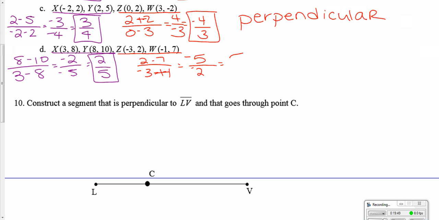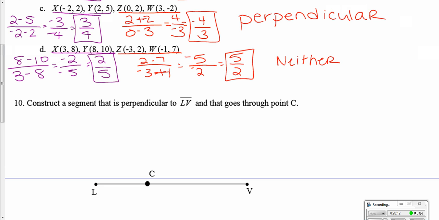-5, -2, which simplifies to 5 over 2. So make sure we pay close attention. These are reciprocals, but since they are not opposite reciprocals, this is neither parallel nor perpendicular. Please, please, please be careful with your signs. Do not make one silly mistake that messes up the whole problem.